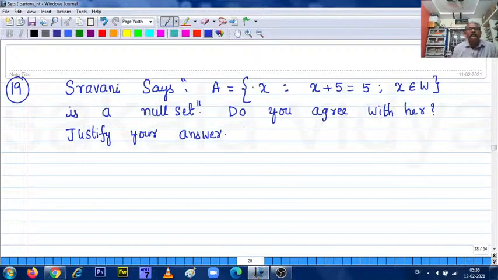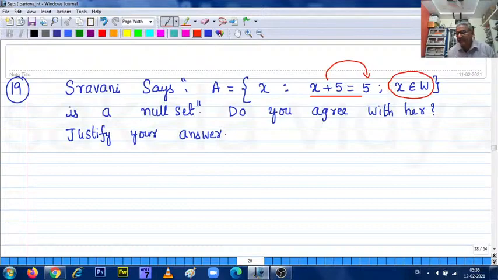So first, A is equal to X such that X plus 5 is equal to 5. X is a whole number. Whole numbers means 0, 1, 2, 3 like that. So you need to solve this equation. If the solution is an element of the whole numbers, then it is not a null set. It may have one or two elements. If no element is there, that is a null set.